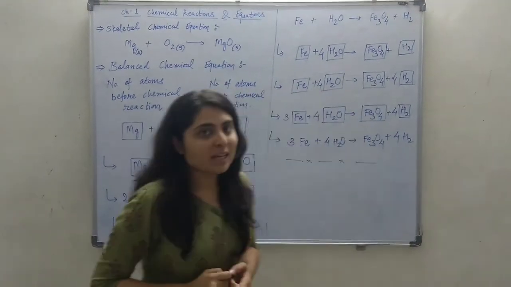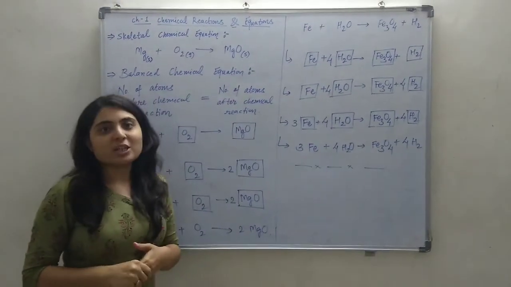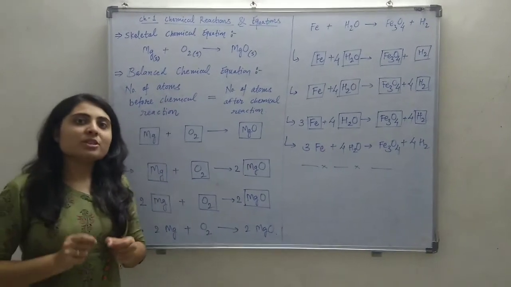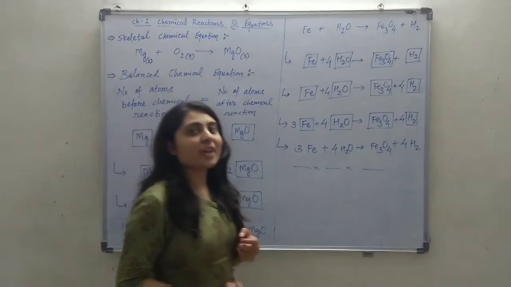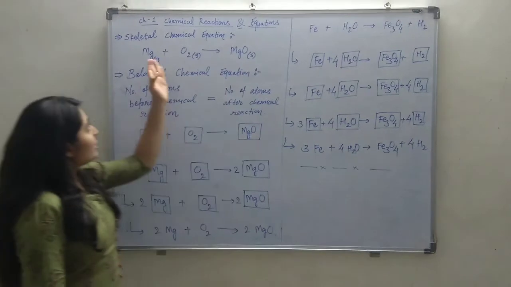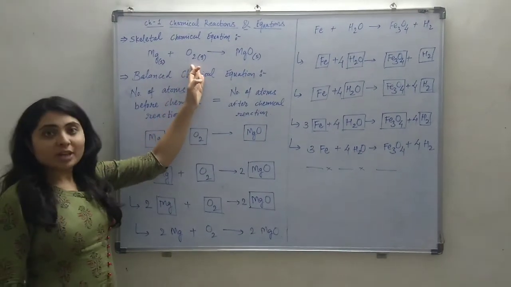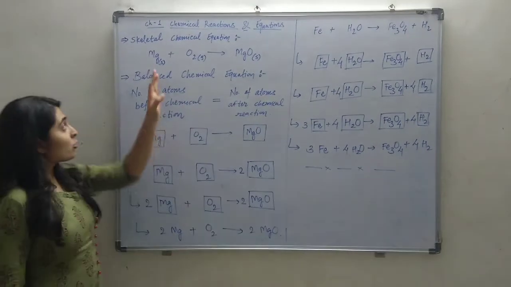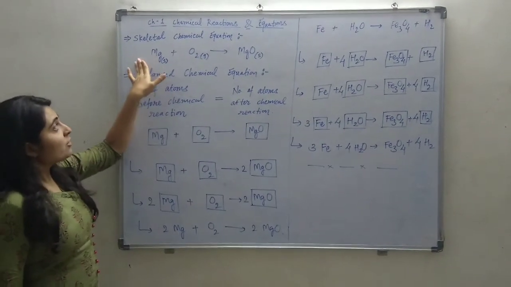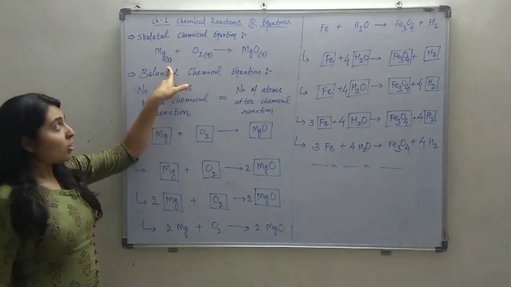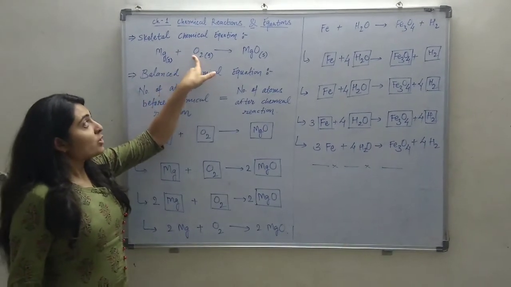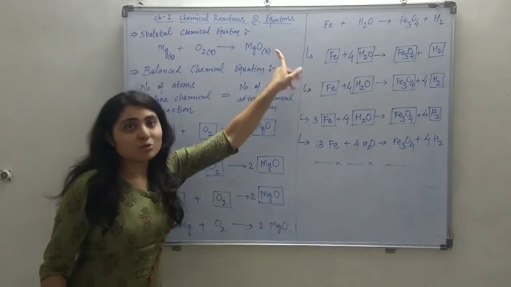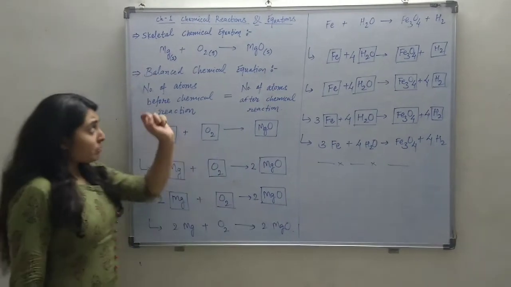Let us take one simple example, the combustion of magnesium metal. Magnesium ribbon is burnt in the presence of air. So magnesium metal will react with atmospheric oxygen, which makes magnesium oxide. The chemical equation of this reaction will be like this: magnesium, a solid metal, reacts with oxygen gas and gives magnesium oxide, which is a solid powder.